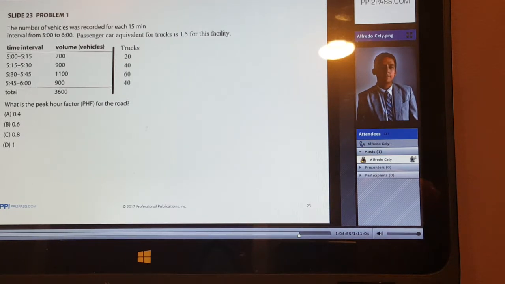So what do we do now? How do we solve for this problem? Well, we need to convert our trucks to passenger car equivalents. So we need to expand our chart and we need to multiply our trucks by 1.5. I'm just going to make my life easy here. I'm just going to say the factor is 2. So these are trucks, passenger car equivalent. And then we're going to have our total passenger car volume.